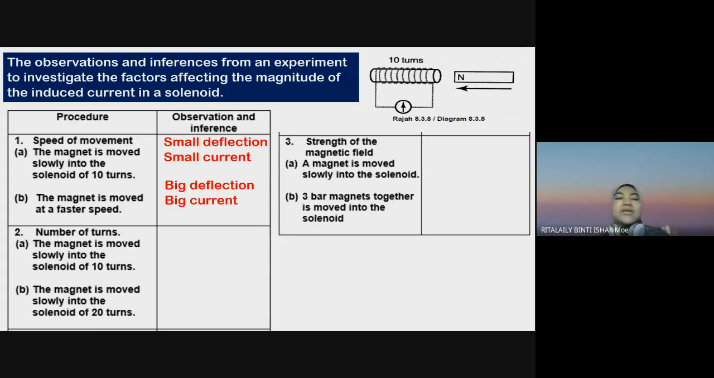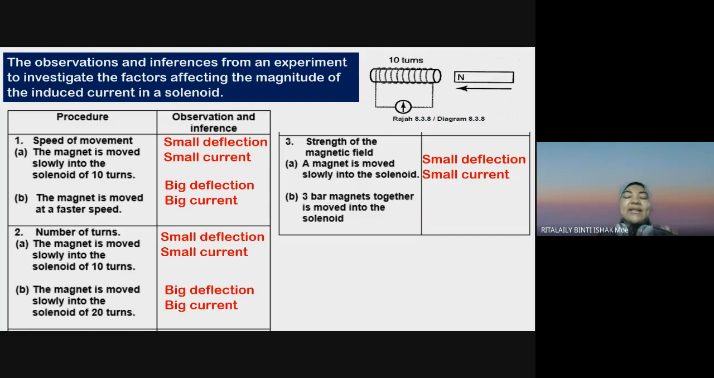Number two, number of turns. The magnet is moved slowly into the solenoid of 10 turns. The observation should be the same as 1A, so small deflection, small current. But now, in the same situation, we move the magnet slowly with a different solenoid, a solenoid of 20 turns. What do you think will happen to the deflection? The deflection will become bigger, so therefore the current is bigger.